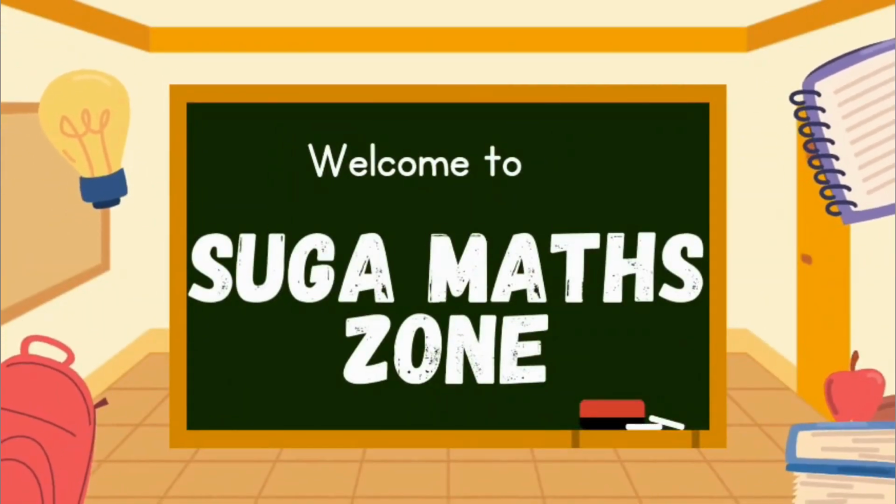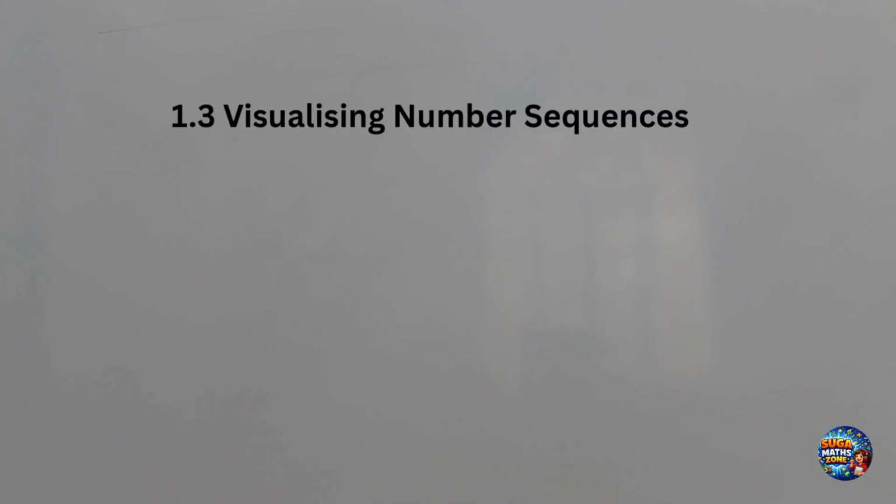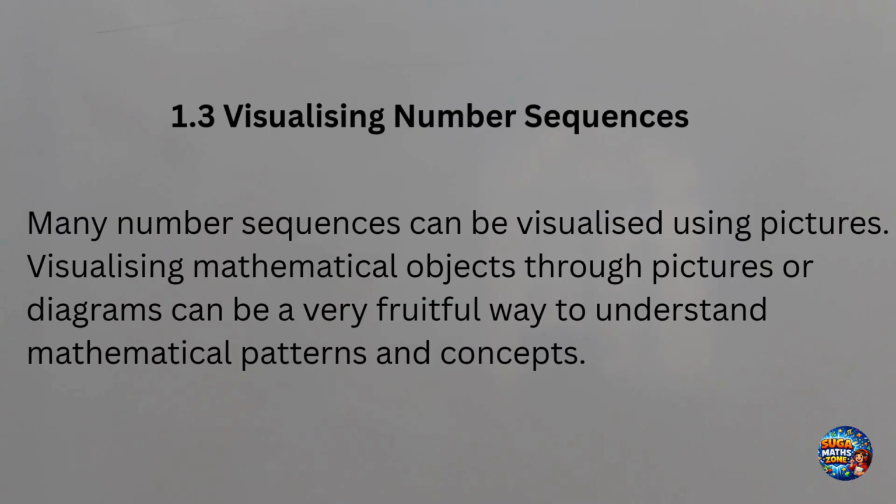In this video, we are going to see the third subtopic of the first chapter. The third subtopic, 1.3, is visualizing number sequence. What does that mean? Visualizing number sequence means many number sequences can be visualized using pictorial formations. Pictorial formations is nothing but using dots. So, visualizing mathematical objects through a picture or diagram can make a mathematical concept easy to understand. Using these pictorial formations, we can understand the mathematical concept easily.